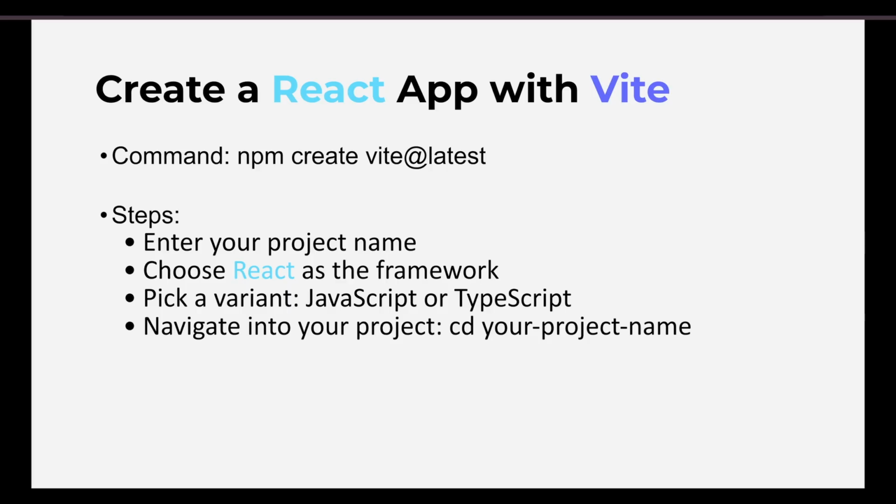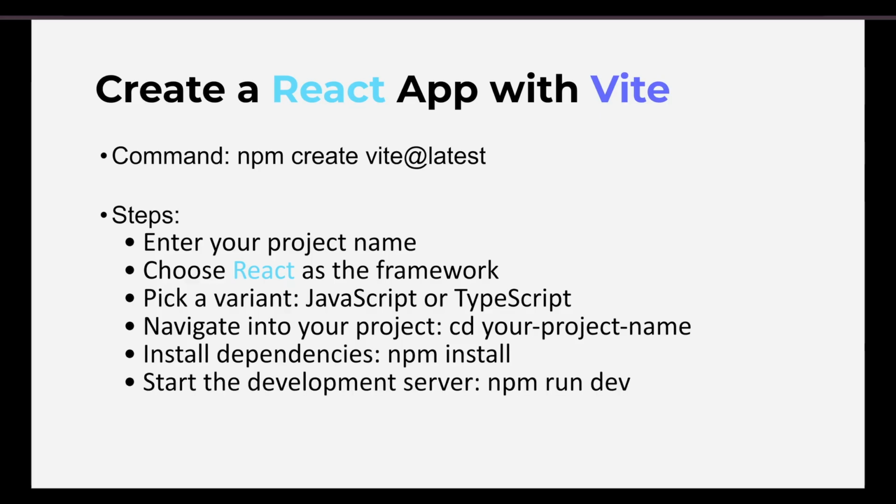Then, once this is complete, navigate to your project folder by typing the following command: cd your project name. Install all the dependencies using npm install. And once that is installed, run the development server using npm run dev. Vite only works with a Node.js version greater than 20.19. So if you use Node.js lesser than 20, there will be some error messages and it won't work.